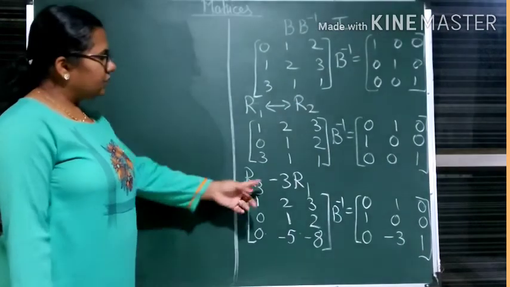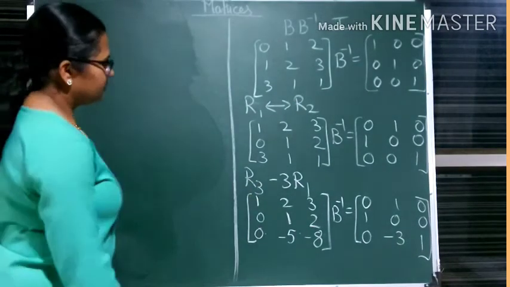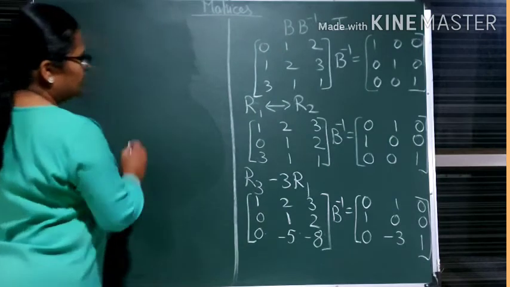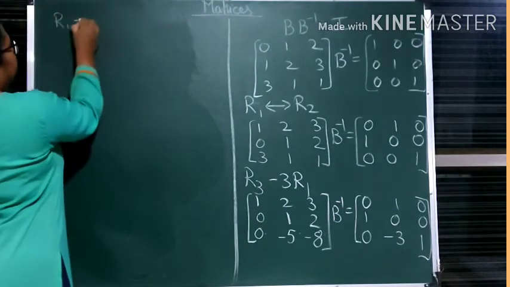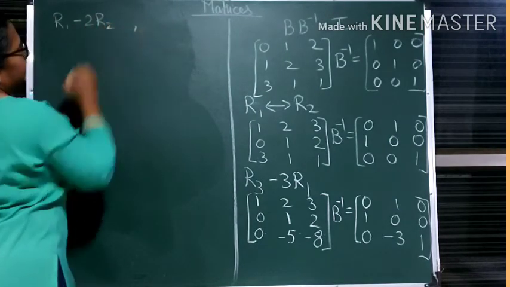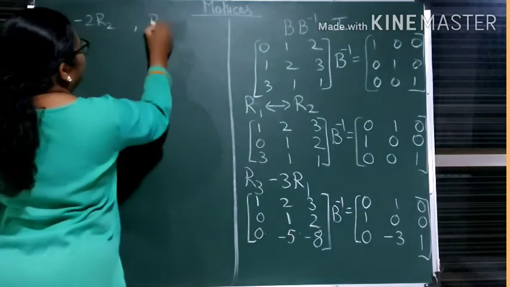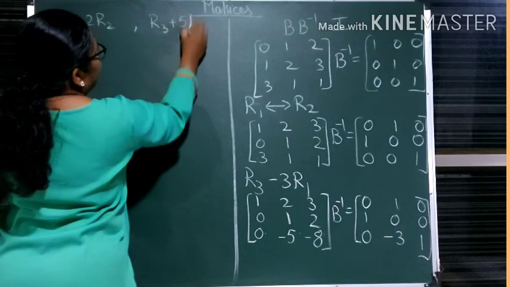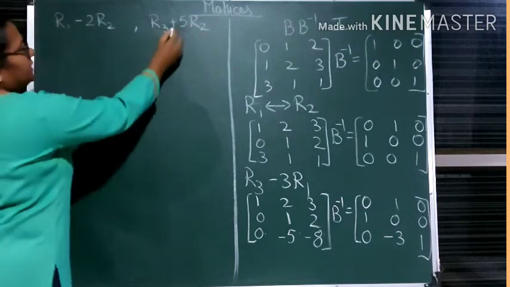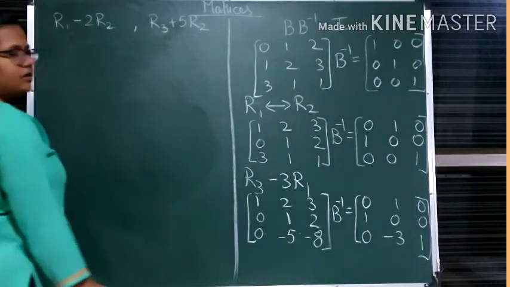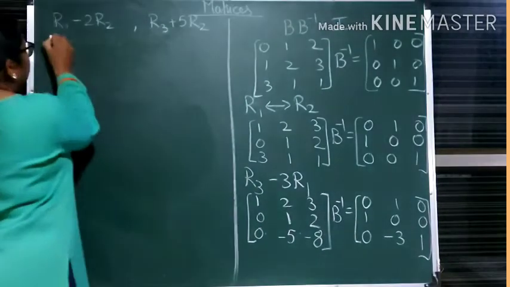Now my next step will be to convert these two elements to 0. So what will be my operations to convert these two elements to 0? I will use this 1. So R1 minus 2 into R2, this will be my one operation. I can do these two operations simultaneously. And R3 plus 5 into R2. Why plus 5? Because this element is already having a negative sign.